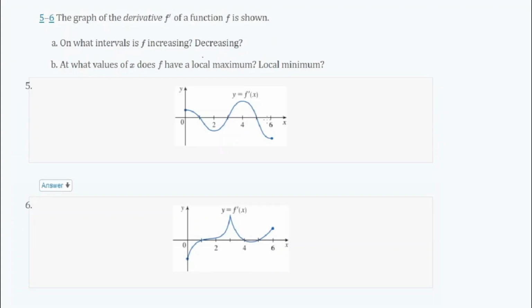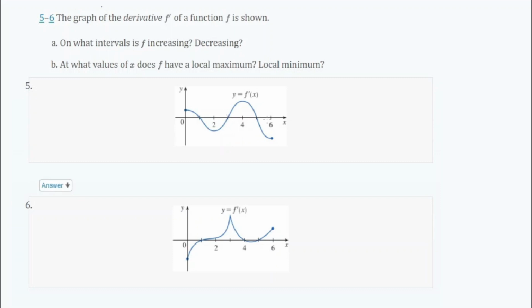Alright, so I want you guys to try number 5 and number 6. So essentially for these, this is the derivative graph, so you have to find out what interval it's increasing and then local maximums and minimums. So you can pause the video and try those out. Alright, so let's take a look at number 5.